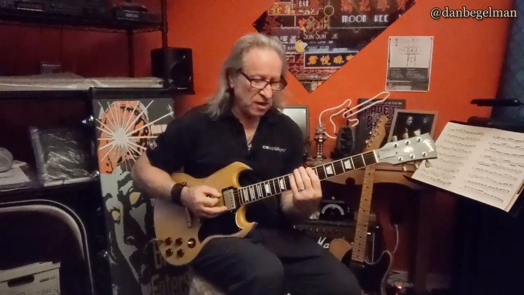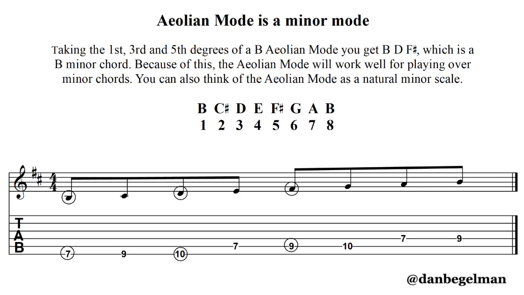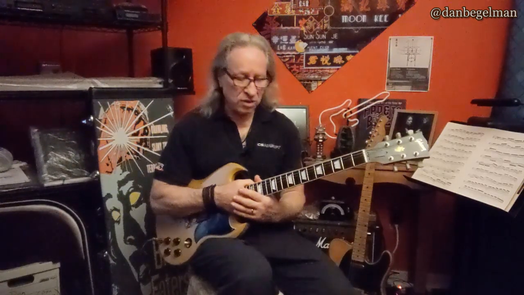And it sounds minor. So if I look at the Aeolian mode and take the first, third, and fifth note of the scale, there's the root note, the third, the fifth, and it sounds clearly like a minor chord. Okay, so B Aeolian, or any Aeolian mode, will work for a minor key or minor type chords.